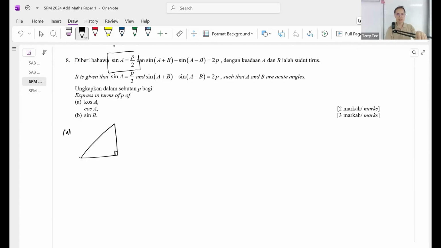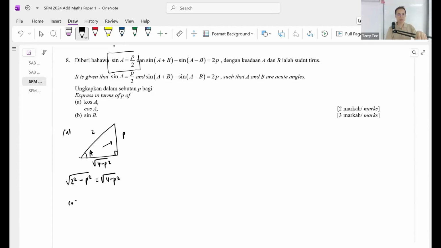Let me draw a triangle like this. They say A and B are acute angles, so we know it's in this direction. Sine is the opposite over hypotenuse. To find the adjacent, we just take 2 squared minus p squared, put the square root over, and you get the square root of 4 minus p squared. I'm using Pythagoras' theorem here.